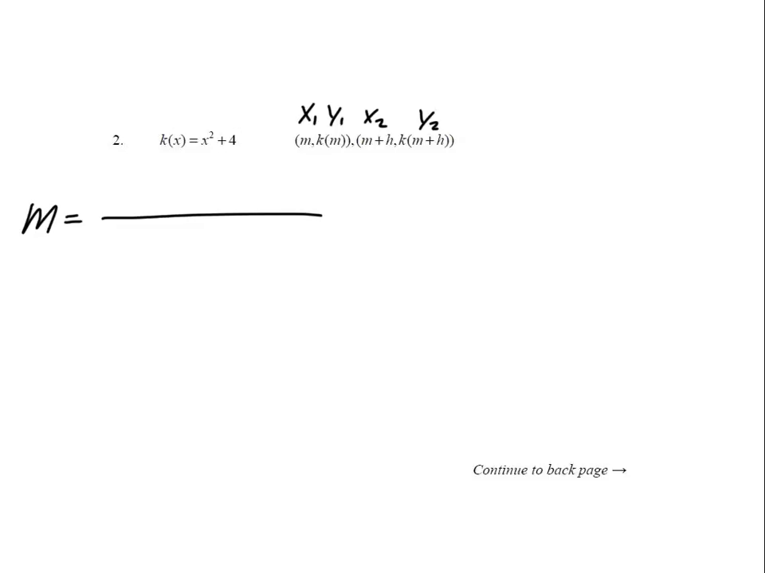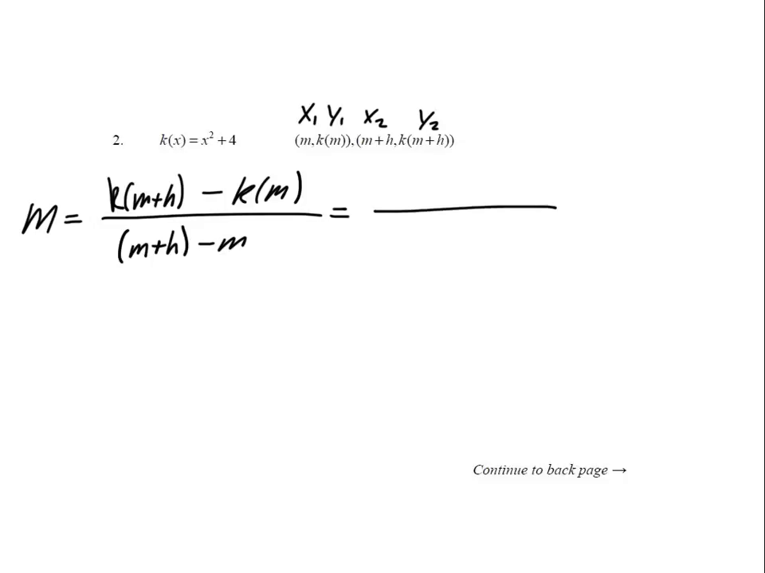That's our function. So in the setup here, k of m plus h minus k of m, right, y2 minus y1, there we are, divided by that quantity m plus h minus m. So those are our x values we're subtracting.